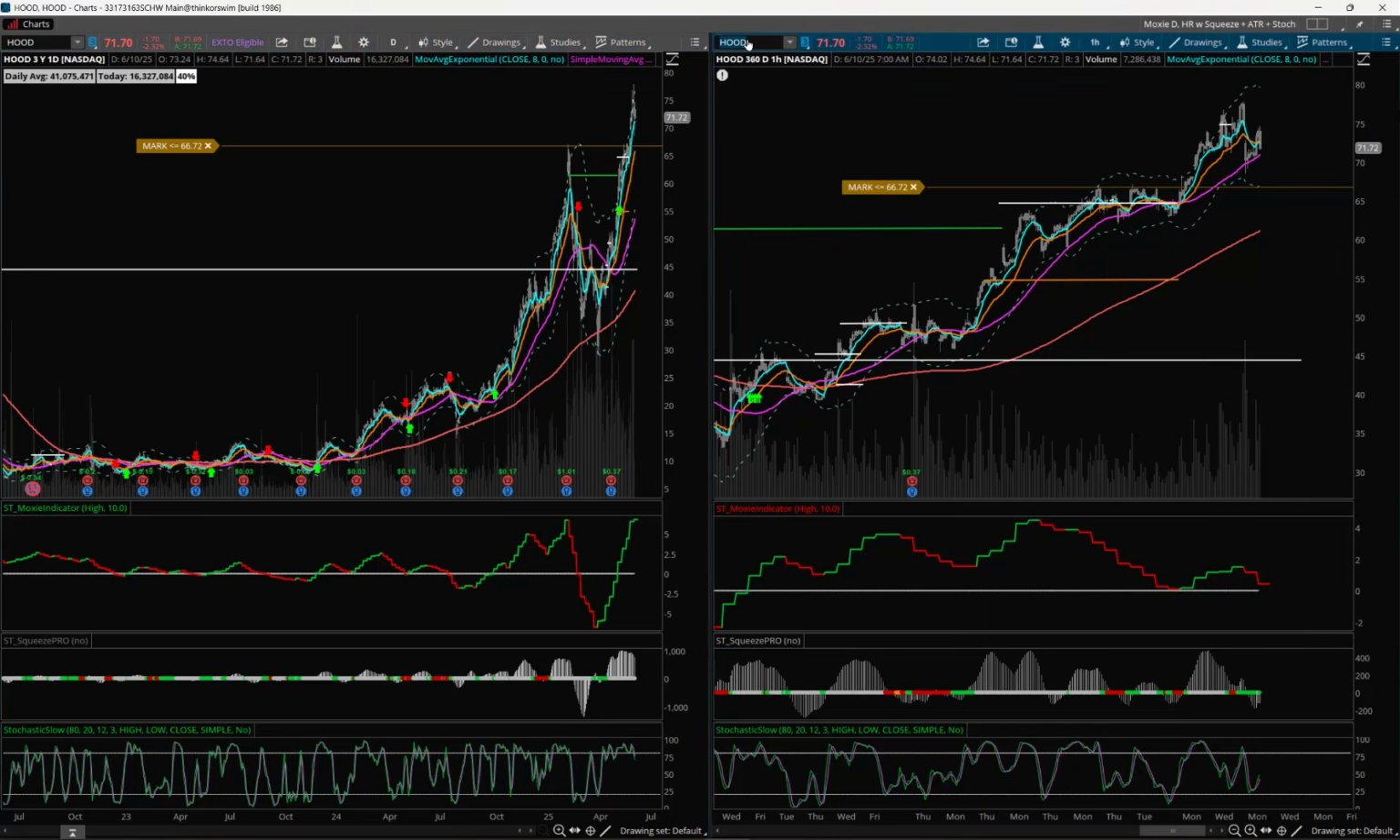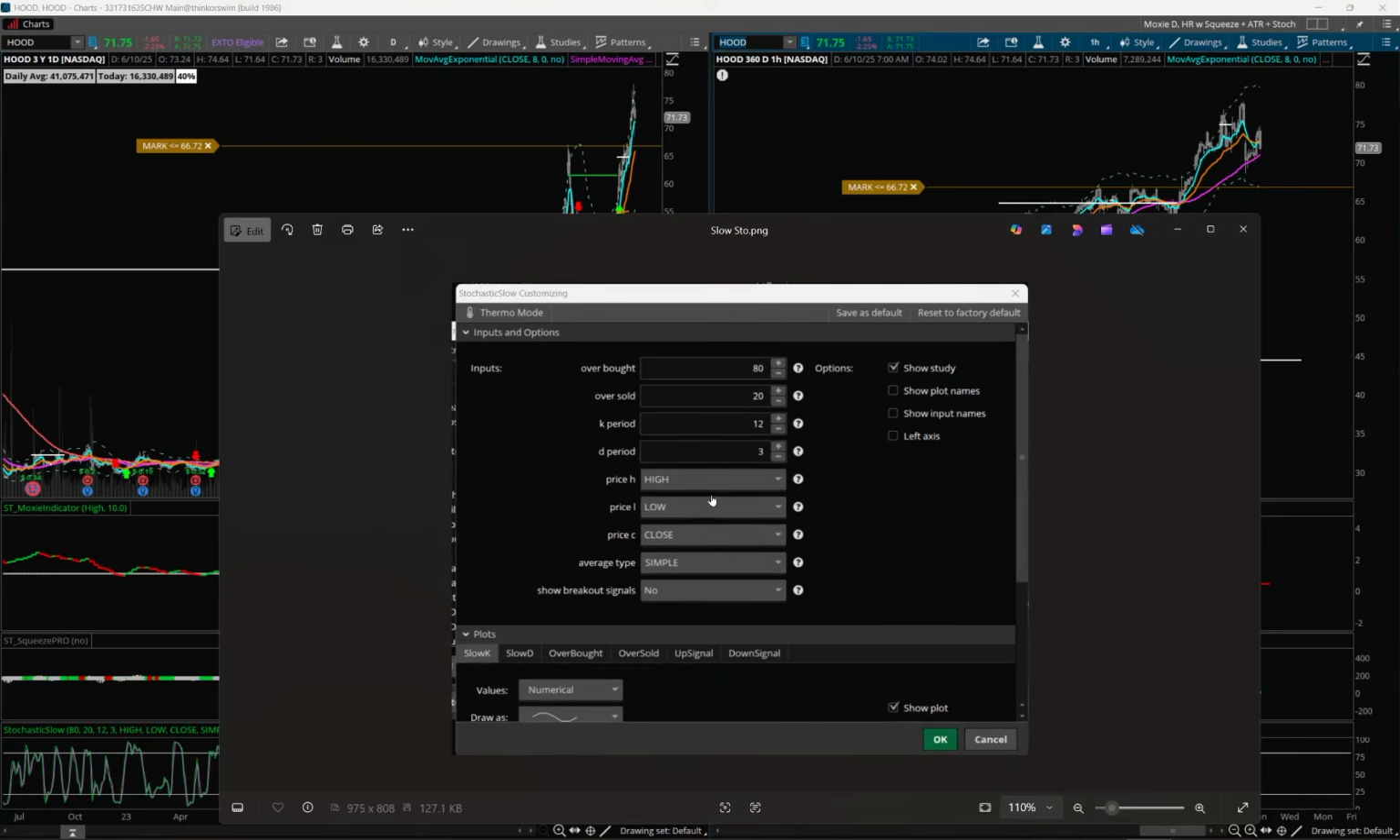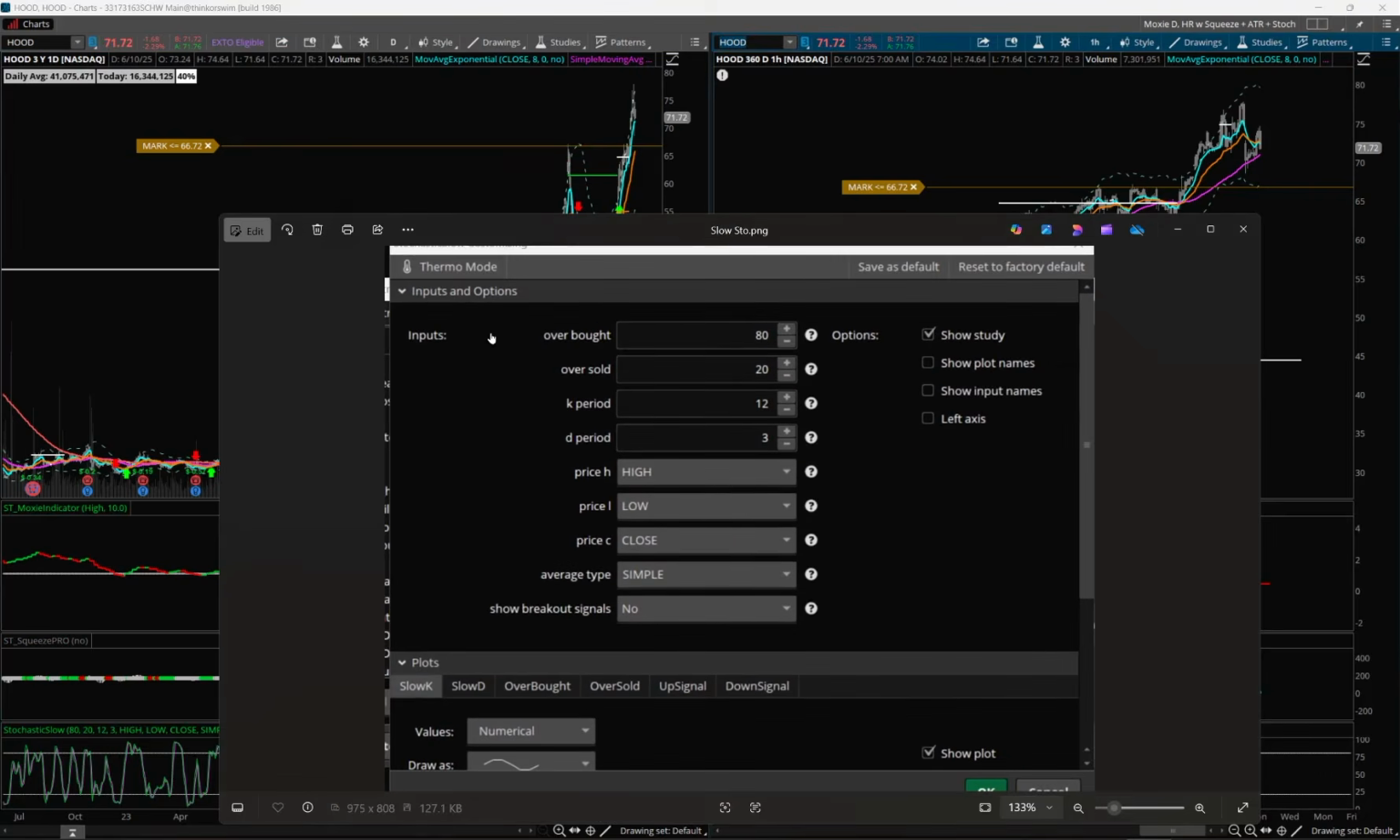Okay, now let's go and look at the slow stochastic. In the slow stochastic, if we come over here, this is going to be the setup. Basically, it's an oscillator. Tells you if something is overbought, oversold. Now, I only use the slow stochastic, bit of a mouthful there, on the downside. I only use it to help me find the lows and buy the dip.